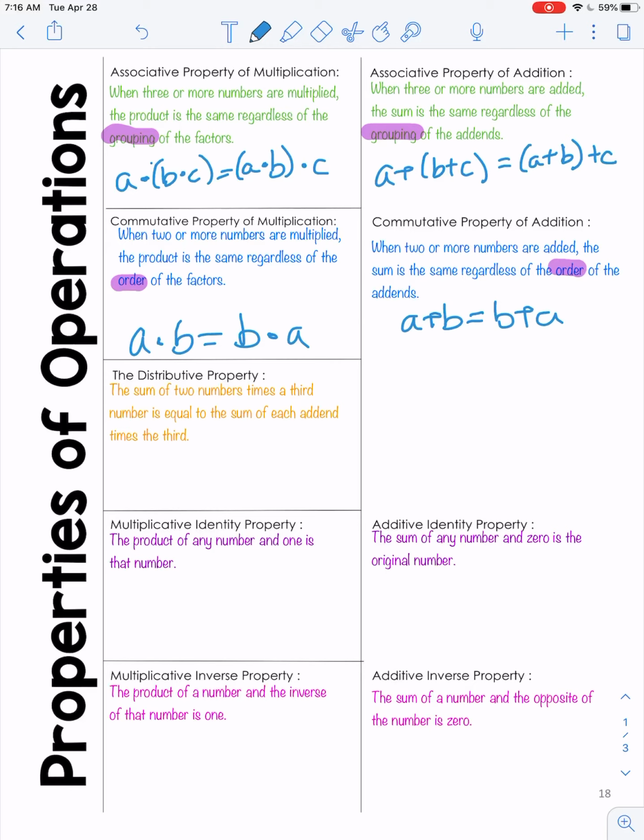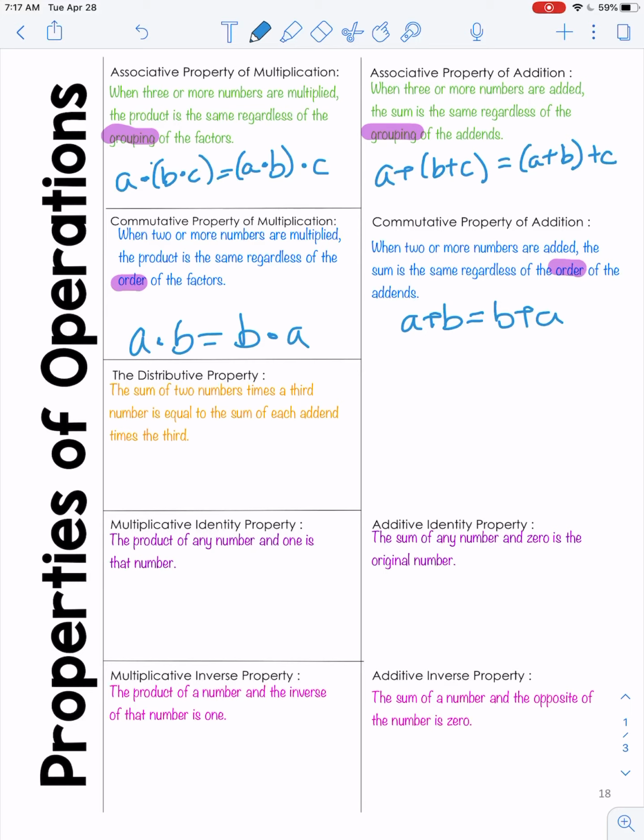Then we have the distributive property. The distributive property is the only property that combines the two operations. So we've used this a little bit this year, but we're really going to dive into it deeper in a few coming up lessons. But let's look at it. The distributive property says the sum of two numbers times the third number is equal to the sum of each added in times the third.